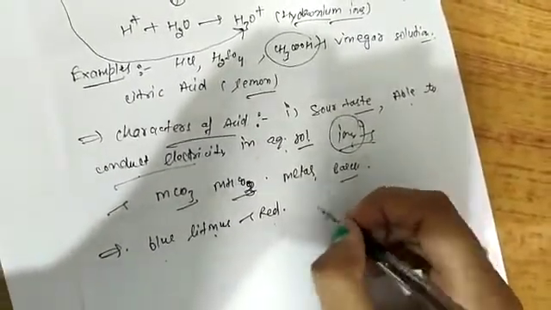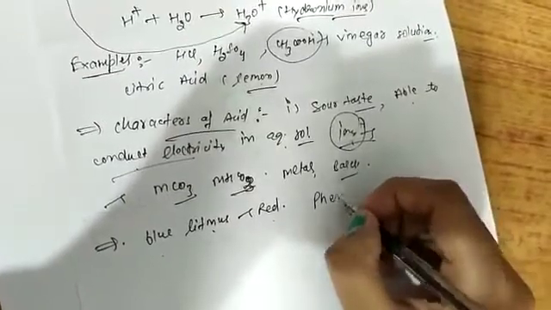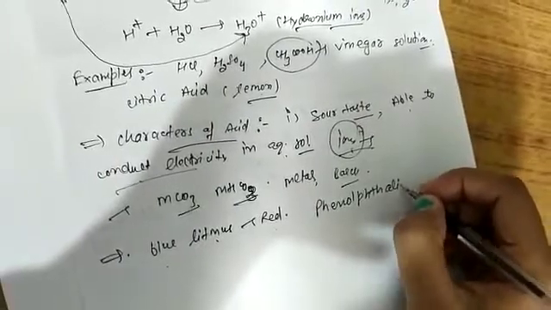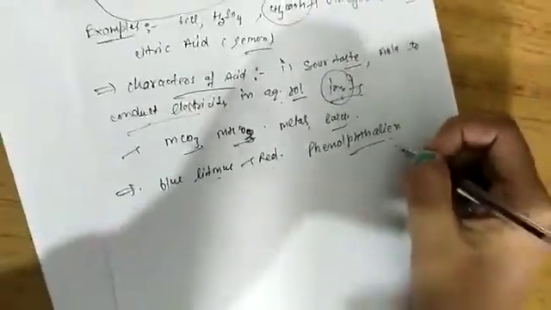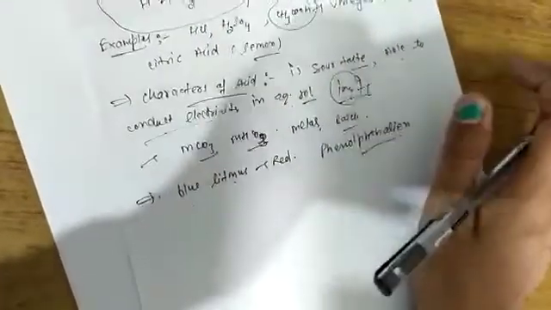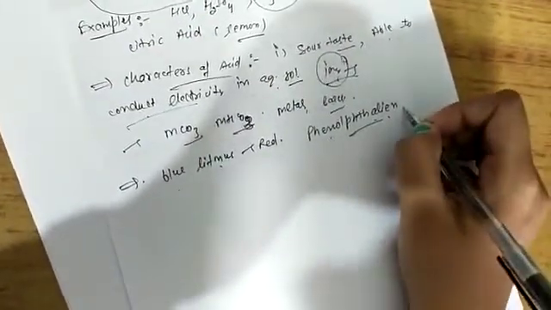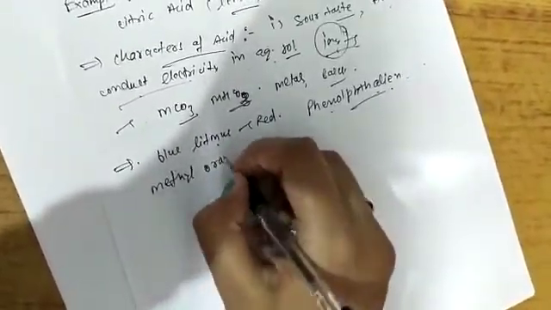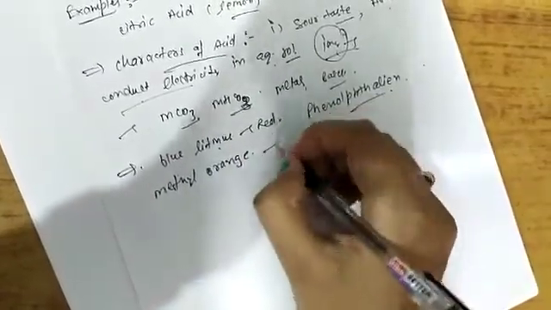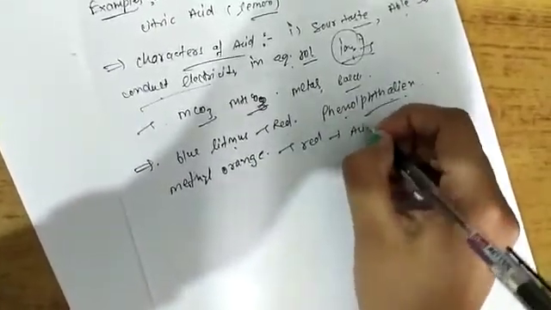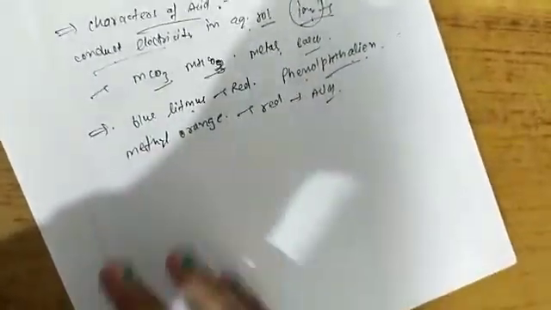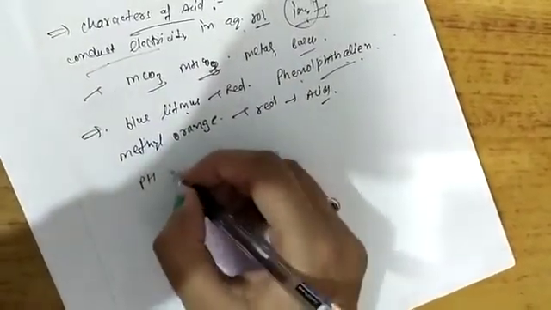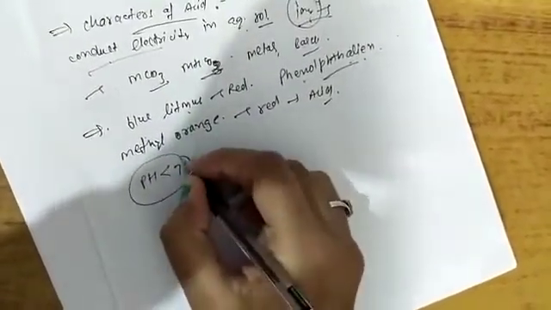And also the phenolphthalein indicator. Phenolphthalein remains colorless in acids, and methyl orange gives red color in acid. The pH of acid is less than 7. The pH of an acid is less than 7.